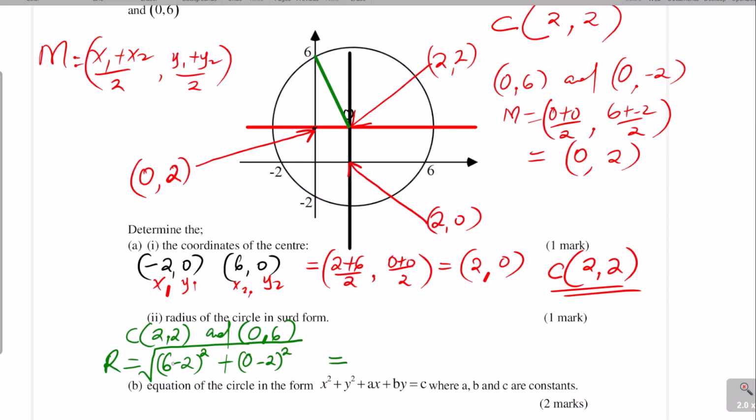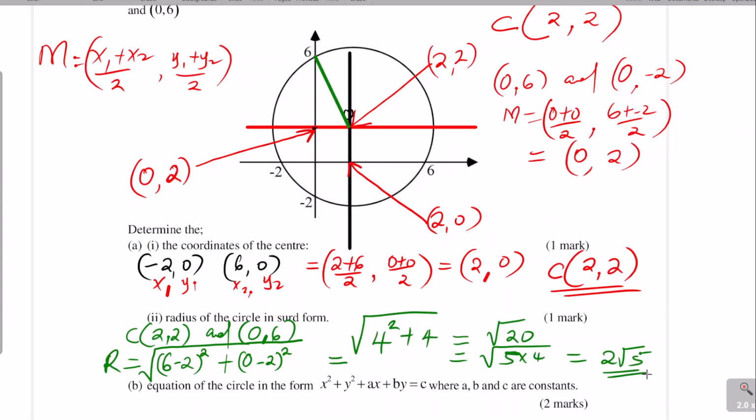From there, this will be 4 squared plus -2 squared, which is 16 plus 4, and this gives root of 20. Because you're required to give the answer in surd form, this is the same as root of 5 times 4. The square root of 4 is 2, and the square root of 5 we leave in surd form as root 5. So the radius is 2 root 5.